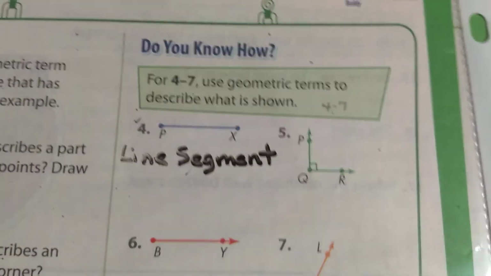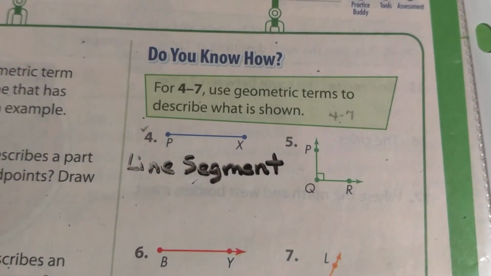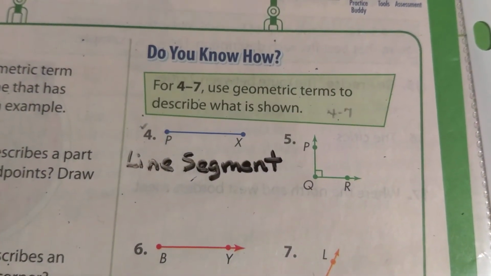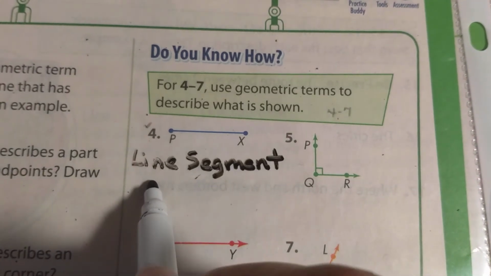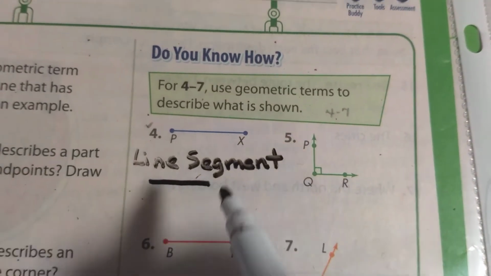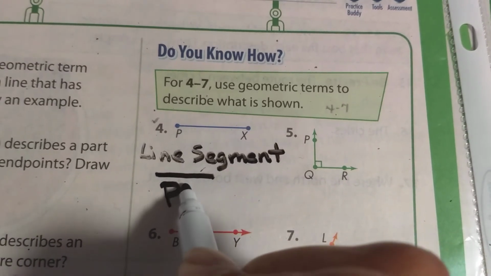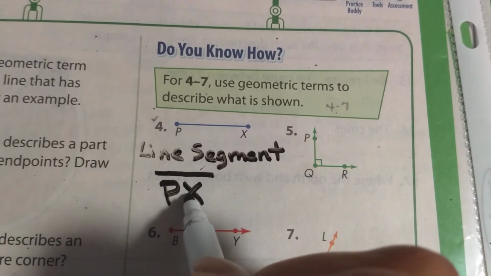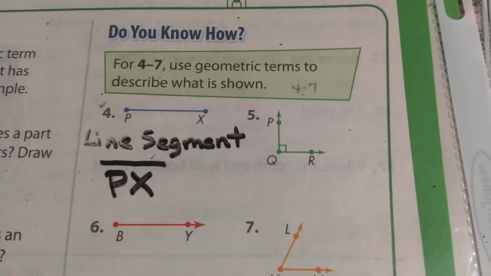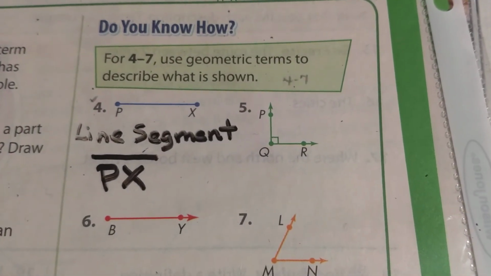That's the name of it. It's a line segment. Now, what if I were to name it line segment what? Remember, you have to draw that line over the top of the letters, and you put your letters underneath it. So it's line segment PX, right?